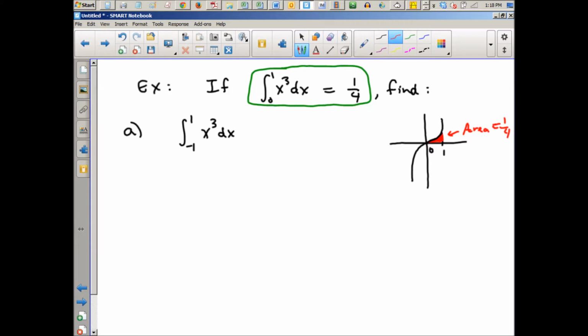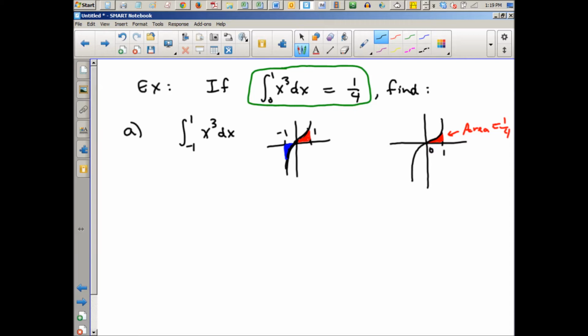So let's take a look at the graph between negative 1 and 1 now. Let's go ahead and sketch a picture for this question. Now we're going from negative 1 to positive 1, which gives us two areas, one here and one here. Now x cubed is an odd function, right? So it has perfect symmetry on the origin. So we would expect that these blue and red regions have equal and opposite areas, right?